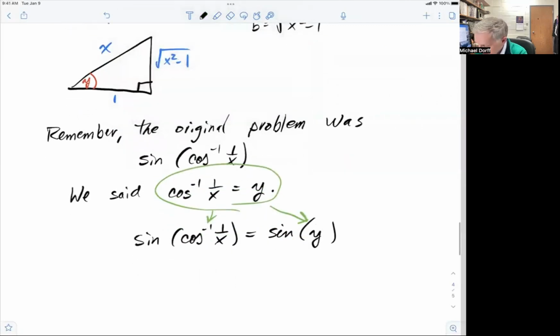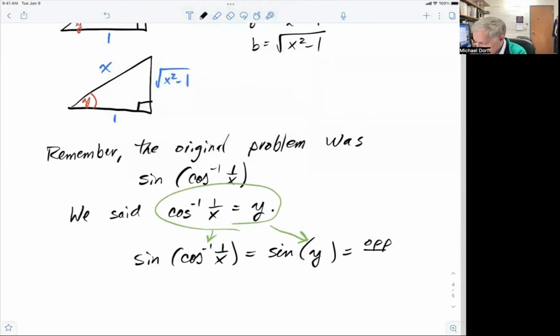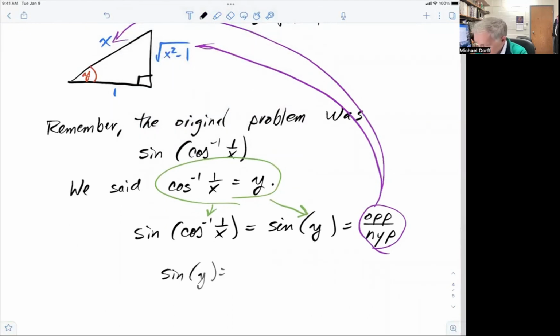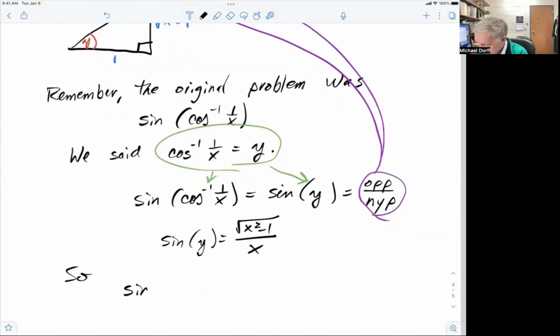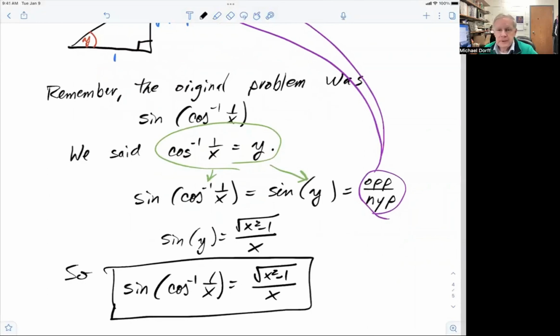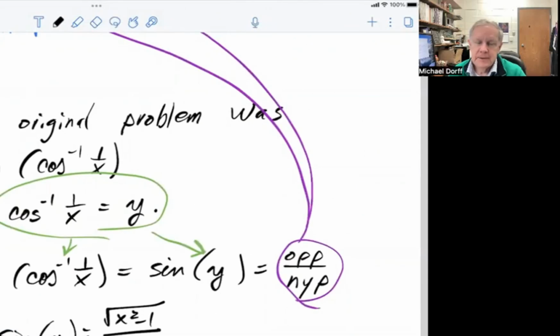And now what is the sine of y? Sine is going to be opposite over hypotenuse. And we're going to look up here. There's the opposite and there's the hypotenuse. So we're going to get sine of y equals the opposite, which is square root of x squared minus 1, over x. So then we end up with the final result that the sine of the inverse cosine of 1 over x equals square root of x squared minus 1 over x. And that gives us the answer. All right. Well, hopefully that will help you with your homework and understanding these inverse trig functions.